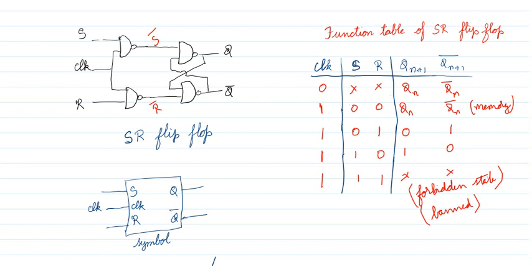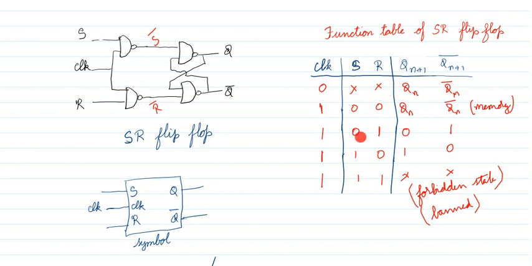When the clock is not there, whatever may be the S and R, no problem for me. This is called don't care. The next state output is equal to the present state output. When the input is 0, 0, it is going to act as a memory.